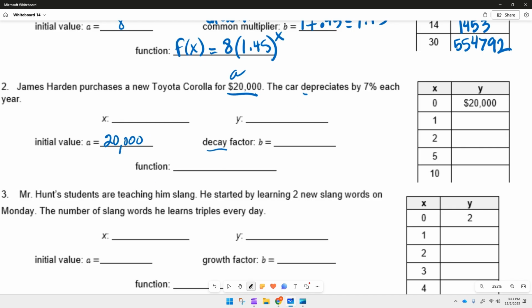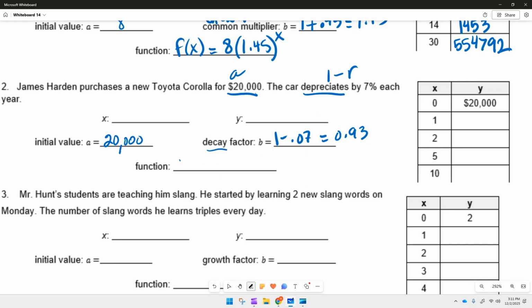The decay, we're depreciating. So we know that's going to be 1 minus our rate. So that's going to be 1 minus 0.07. That's going to give me a b value. 1 minus 0.07 is going to give me 0.93. Okay, that's my b value. That would be my multiplier.